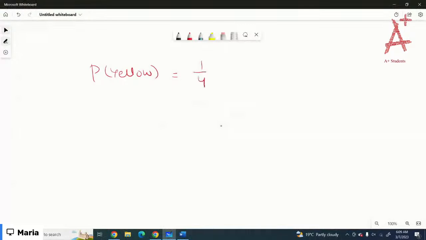It would be 1 over 4. Got it? Because the total marbles are 4. Out of 4, 1 is yellow. Now you have to calculate the probability for 4 times. So it would be then 4 times 1 is 4. You are left with 1. Got it?